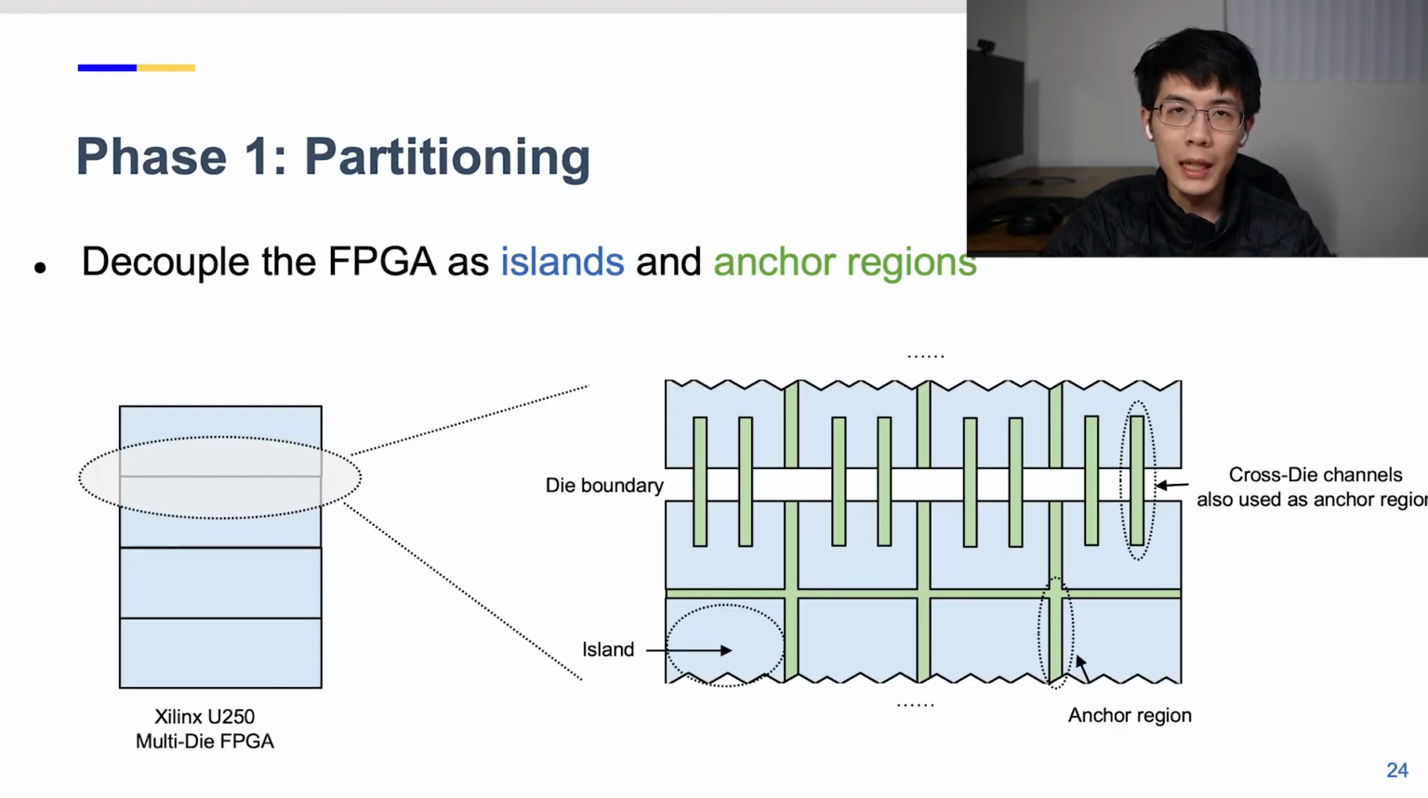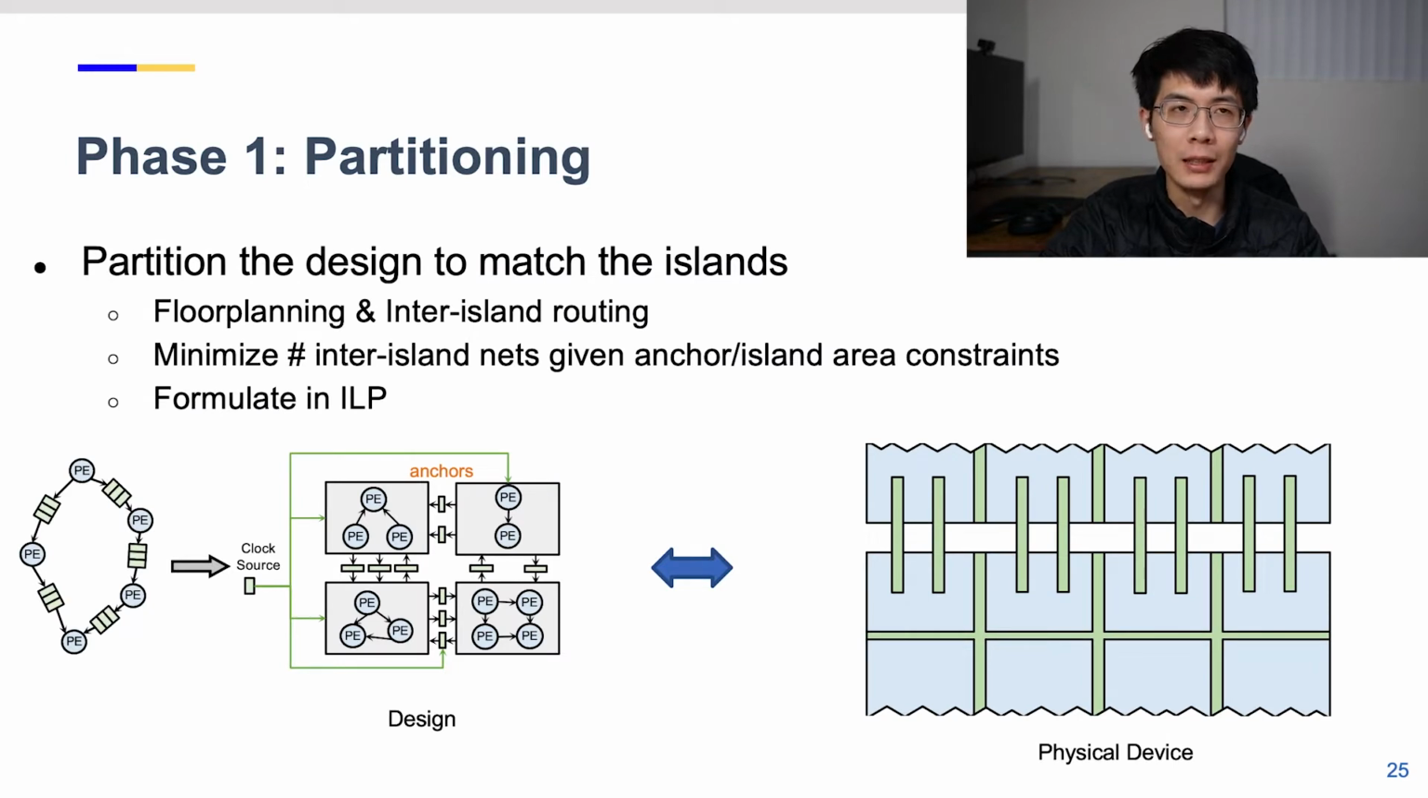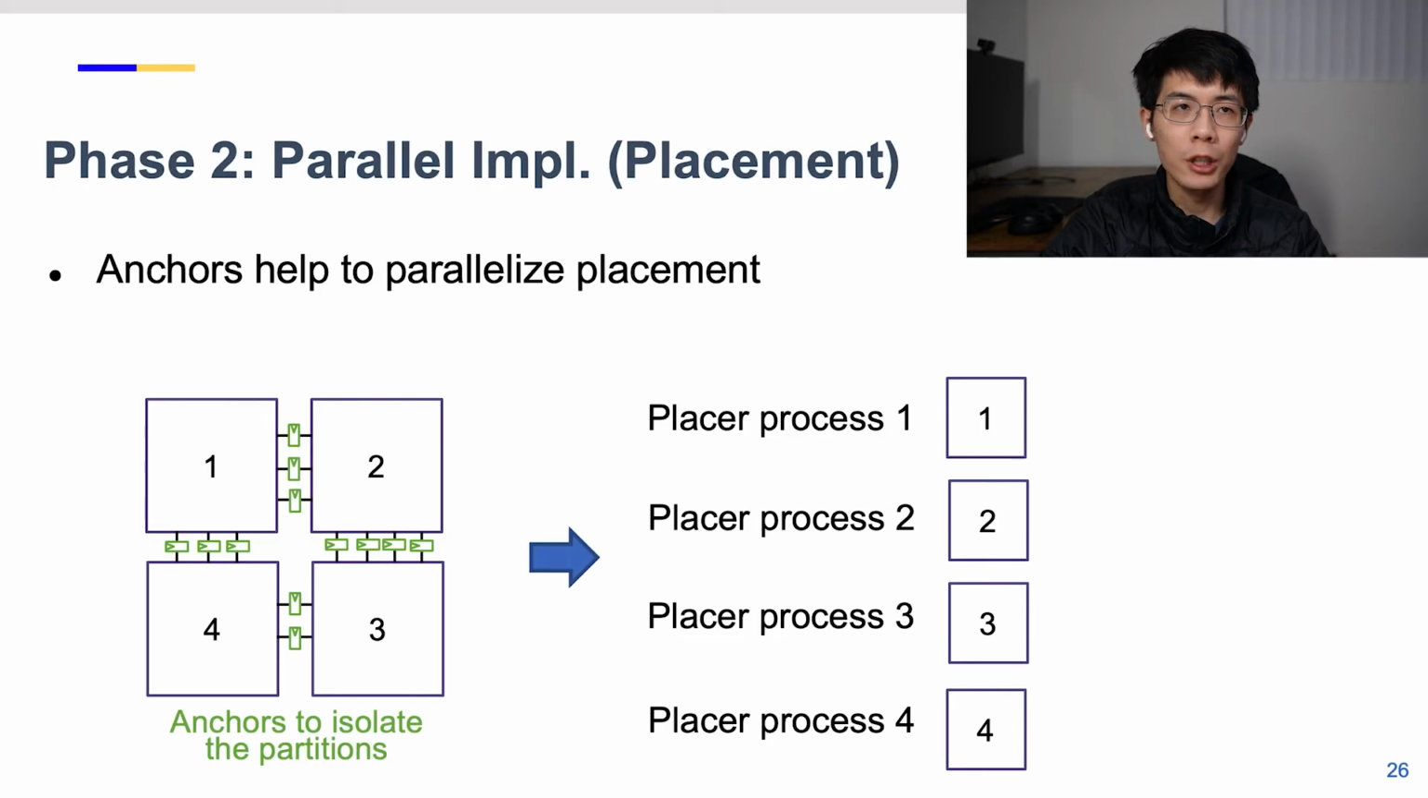Next, we organize the FPGA fabric as two types of regions: large disjoint islands and thin anchor regions between the islands. Based on this setting, Phase 1 partitions the logical design to match the physical device. For more technical details of the partition process, please refer to our paper.